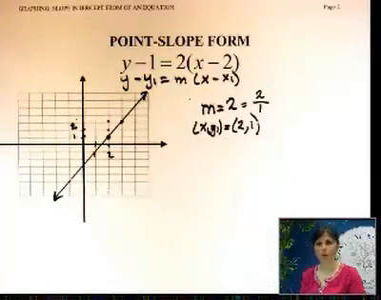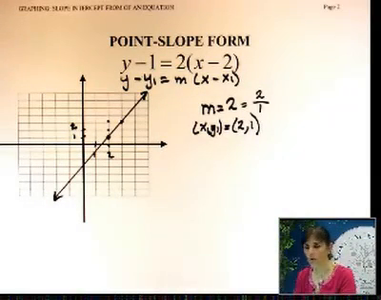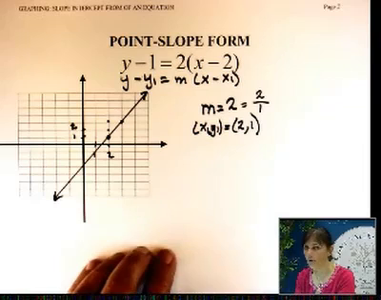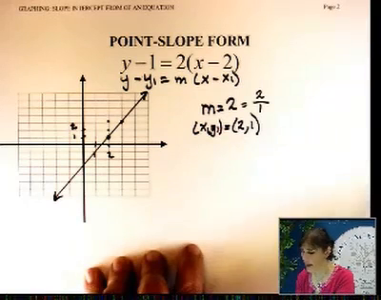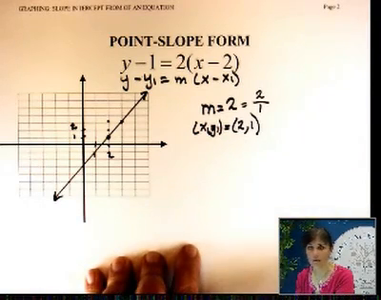So for the point-slope method, you need to put the point first and don't move your pen, and then draw the slope from that point with rise over run.